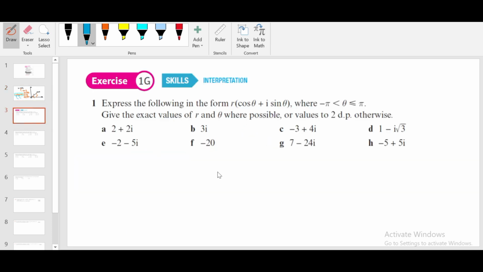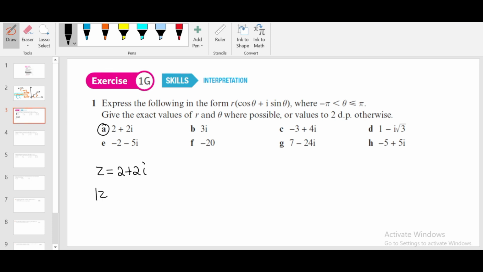Exercise 1G, question number 1. Express the following in the form r times cos theta plus i sin theta, where theta is between minus pi to pi. Give the exact values of r and theta where possible. Okay, let me take the first one. Take it as z.